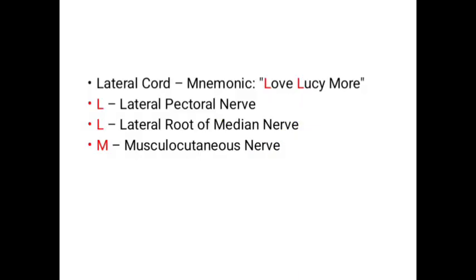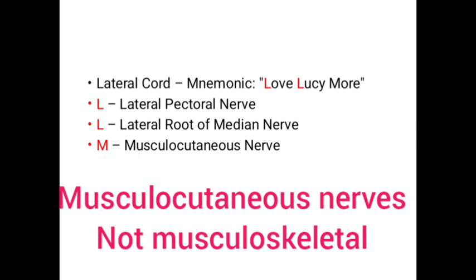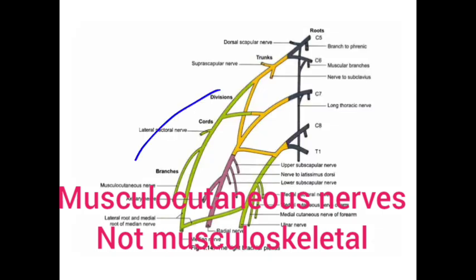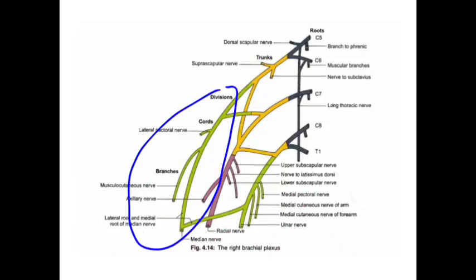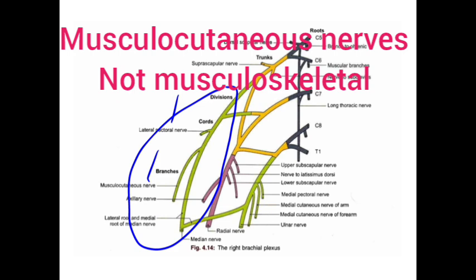The next is a mnemonic that can help you remember the lateral cord of the brachial plexus, and this mnemonic is Love Lucy More. L for lateral pectoral nerve, the second L for lateral root of median nerve, and finally the M for musculocutaneous nerve. So this is the lateral cord of the brachial plexus. We can see the lateral pectoral nerve here. We can see the musculocutaneous nerve here.